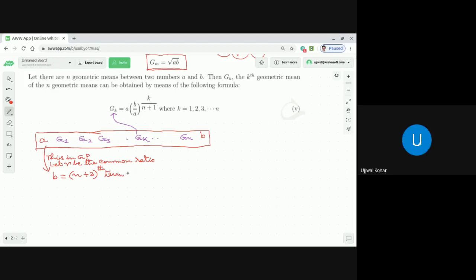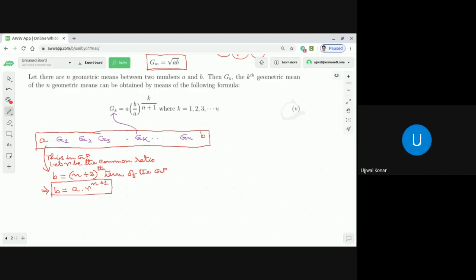Okay. B is the n plus 2th term of the GP. Correct or not? So now we can apply that formula. If you recall, in a geometric progression, if A is the first term and R is the common ratio, then the nth term is A into R power n minus 1. So here, B should be A into R to the power n plus 2 minus 1, that is n plus 1. Correct or not, dear students? So that we get the value of B.